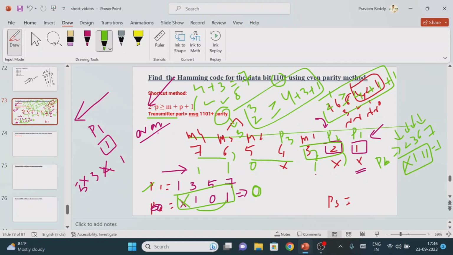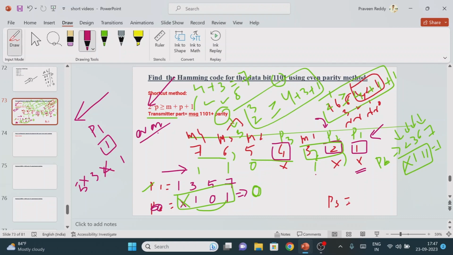Now we need to find out P3, right? So if you observe P3, where is it starting from? It is starting from the fourth location. Fourth location means at a time how many bits do we need to consider? 4 bits at a time. Remember, second position means second bit at a time: 2 bits need to be considered, 2 should be skipped, 2 need to be considered, 2 should be skipped.